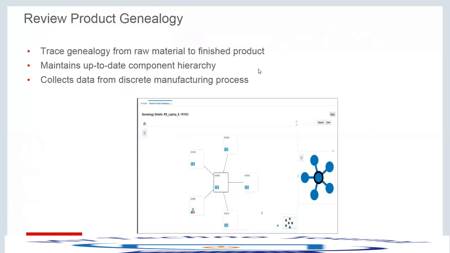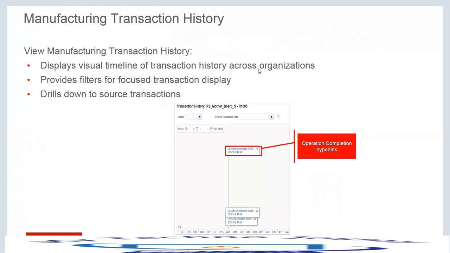And if the product is enabled with product genealogy, you can see all the details of that particular product, and all the components which have been used against it, in the transaction history of that particular work order in this way.